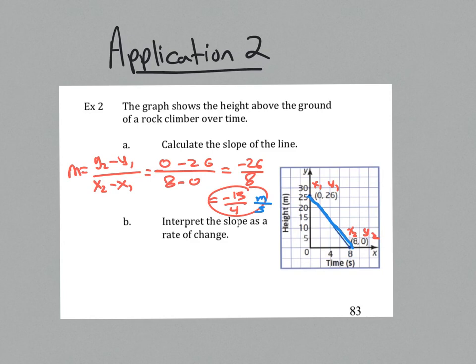So if I divide this out, I'm going to get negative 3.25. You could use a calculator if you needed, but 4 goes into 13 3 times with 1 left over, so 3.25 meters per second. That's the slope as a rate of change.